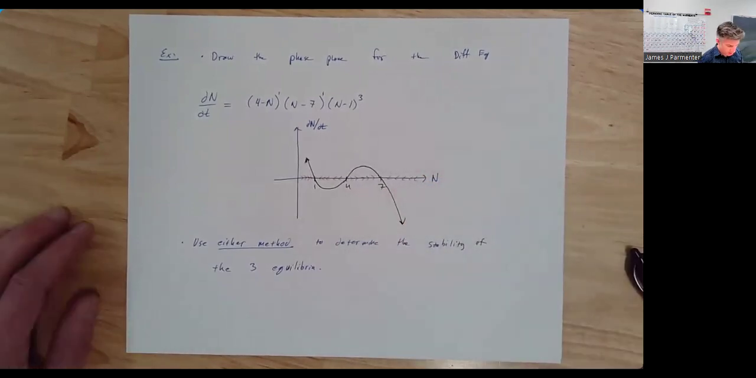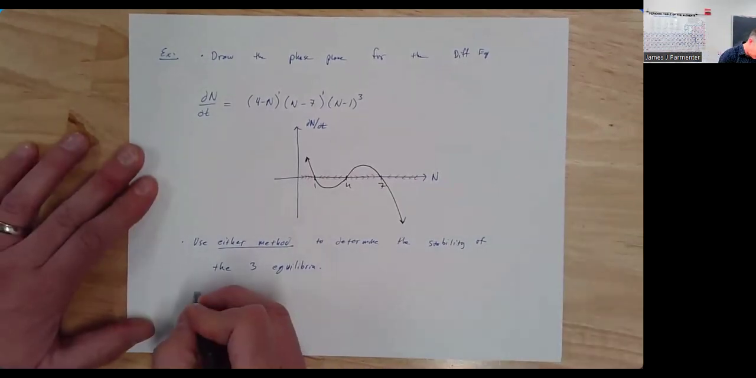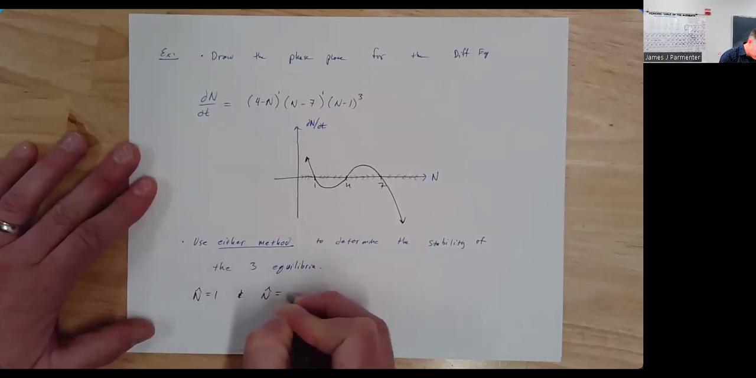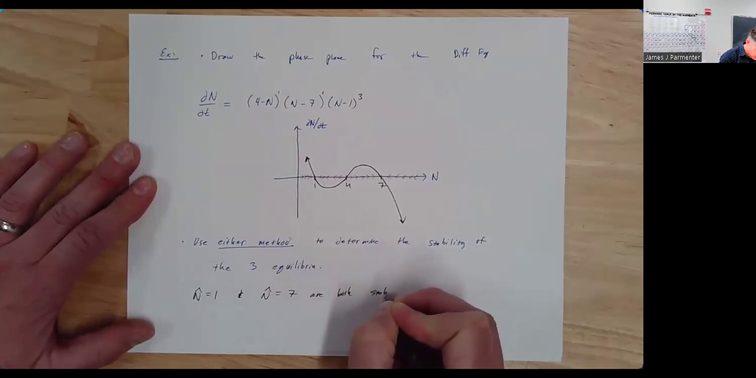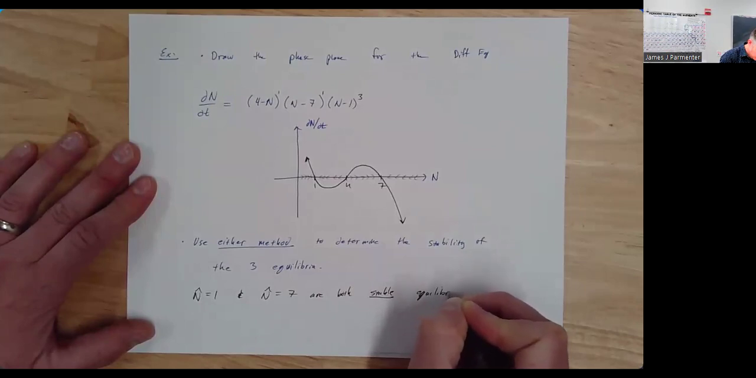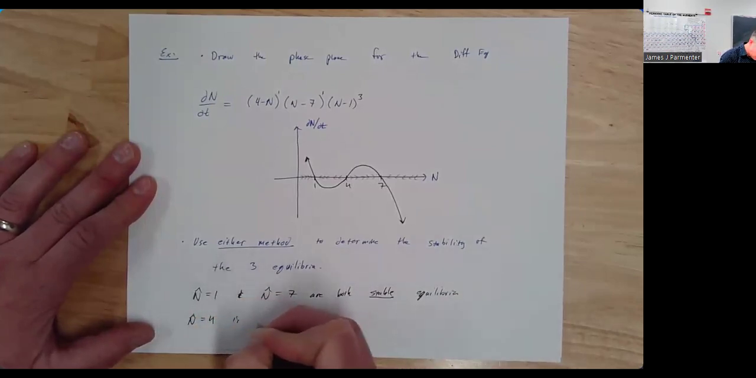So it looks like there are 2 stable equilibria. So n hat equal to 1 and n hat equal to 7 are both stable equilibria, whereas n hat equal to 4 is an unstable equilibrium.